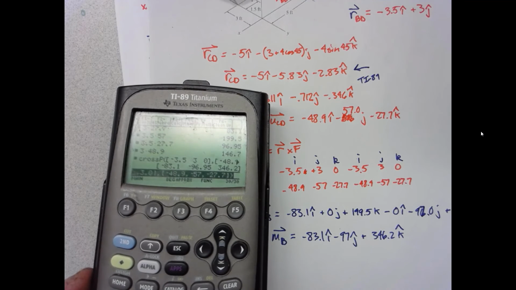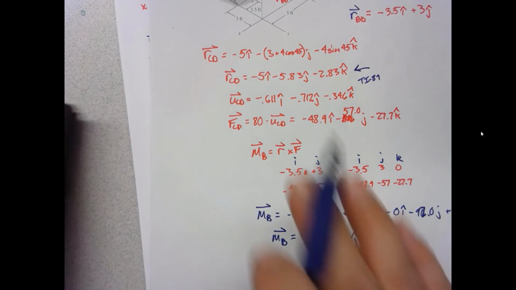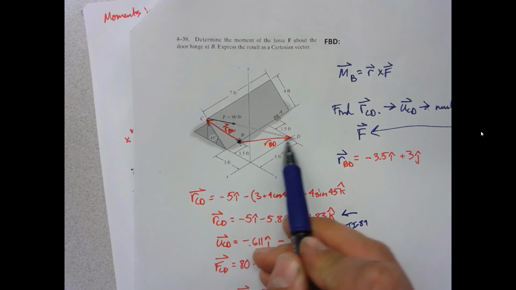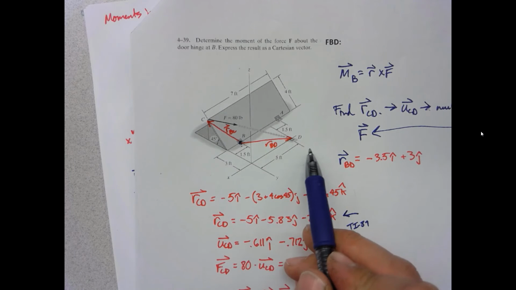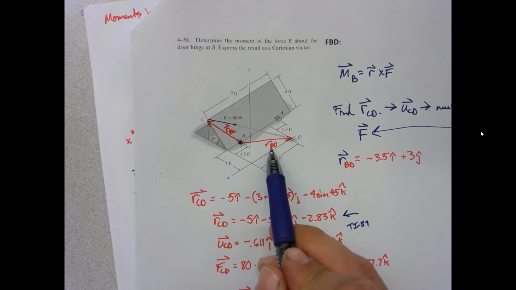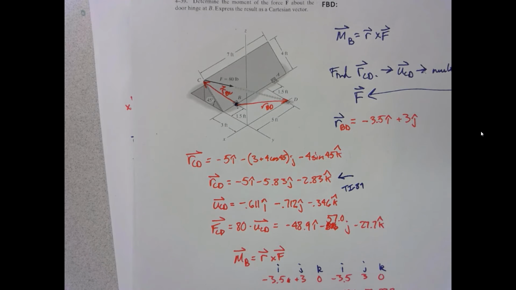All right? So the biggest thing to remember in three-dimensional moments is you're just taking a position vector from any place, from the point you're interested in to any place along the line of action of that force. Any vector works. Okay? And then just cross product that position vector with the force vector, and you're in like Flynn. Okay?